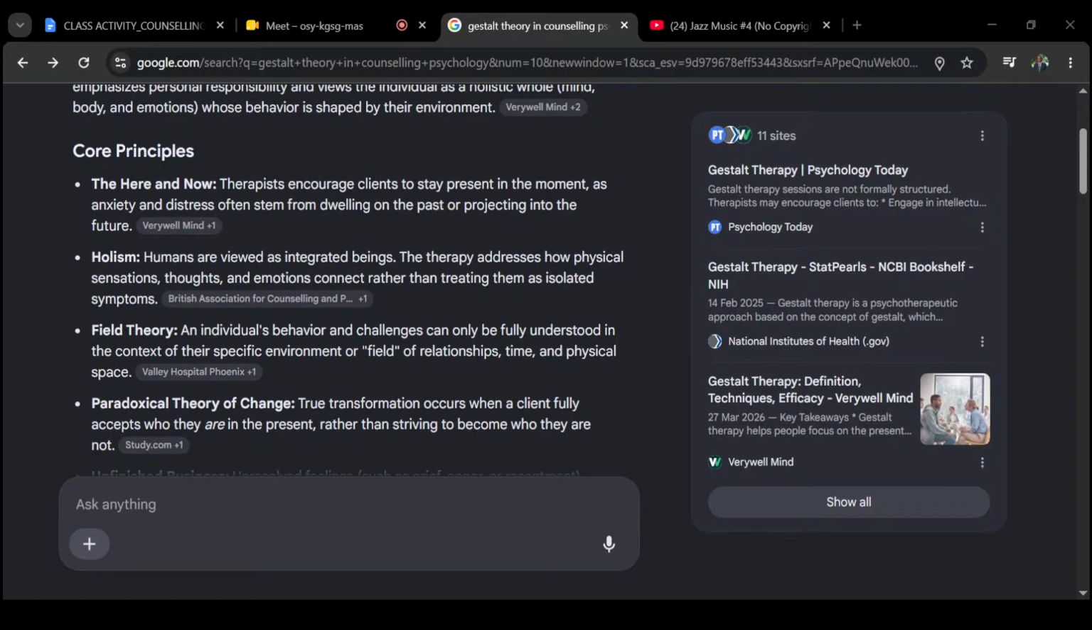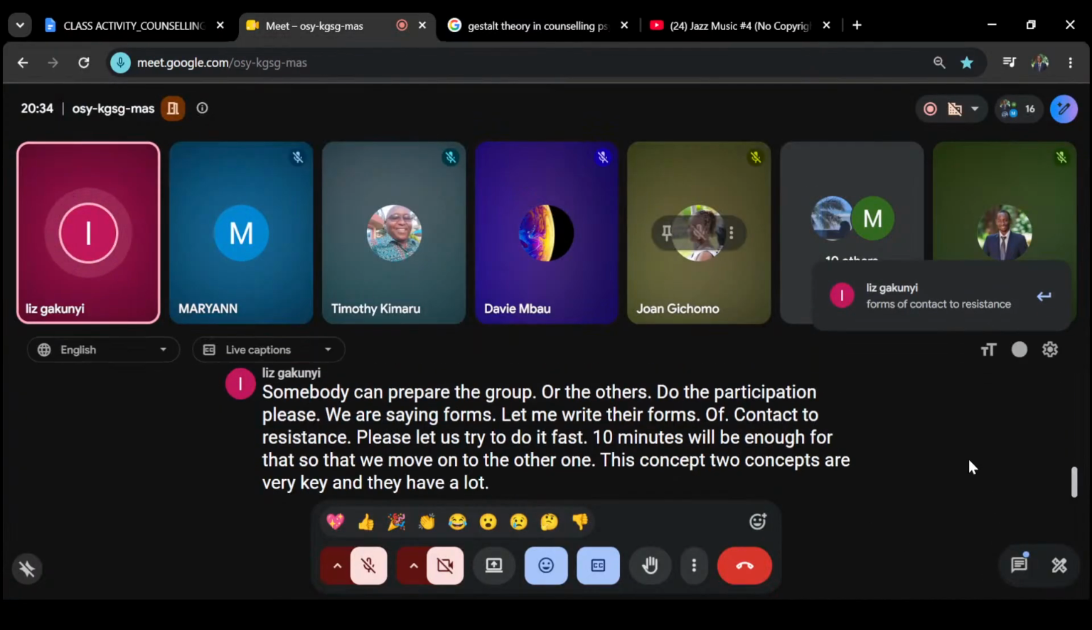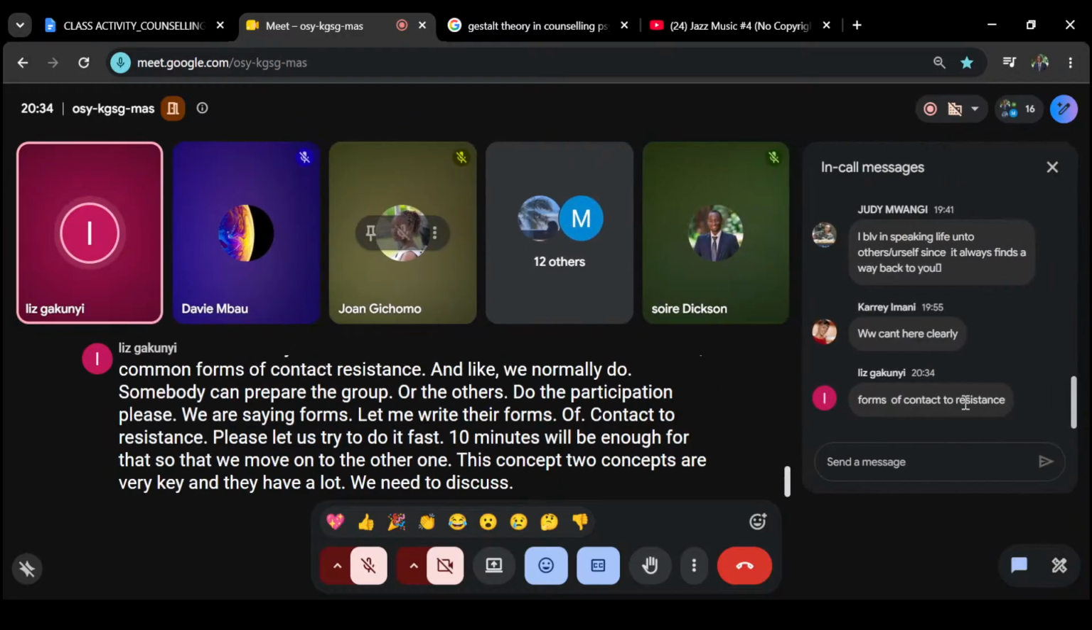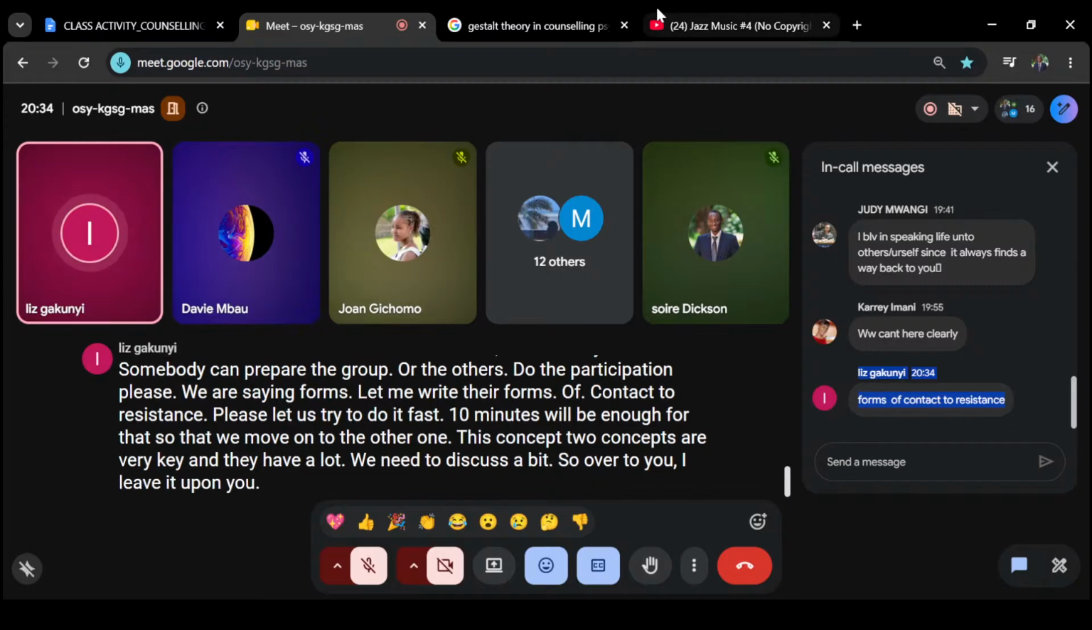Please let us try to do it fast. 10 minutes will be enough for that, so that we move on to the other one. These two concepts are very key and they have a lot we need to discuss a bit. So over to you. I leave it upon you now.